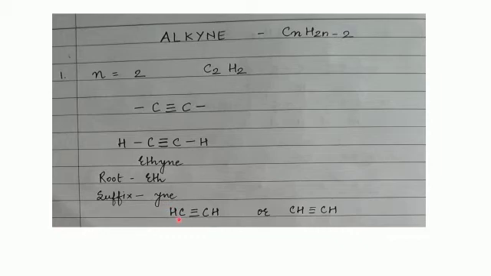We can write this as HC triple bond CH. Here you can see that there is a triple bond between two carbon atoms, or we can even write it as CH triple bond CH. So this is the structure for ethyne.